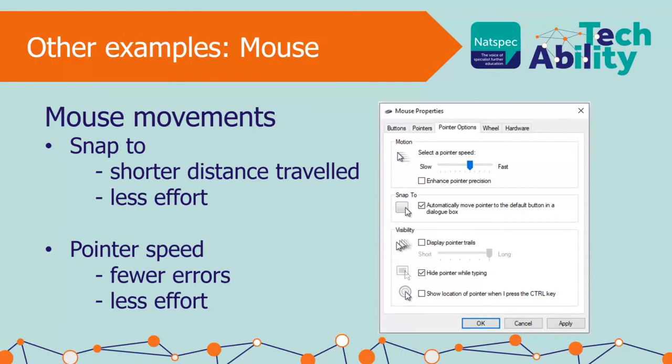We can also do things like adjust the pointer speed. And what this does is, if you get it right for a learner, if the pointer speed is slowed down or sped up so they make fewer errors as they're moving their mouse around, it's just less effort because they'll miss things less. They'll get to the thing they want to do with the mouse a lot more quickly and therefore burn less energy.